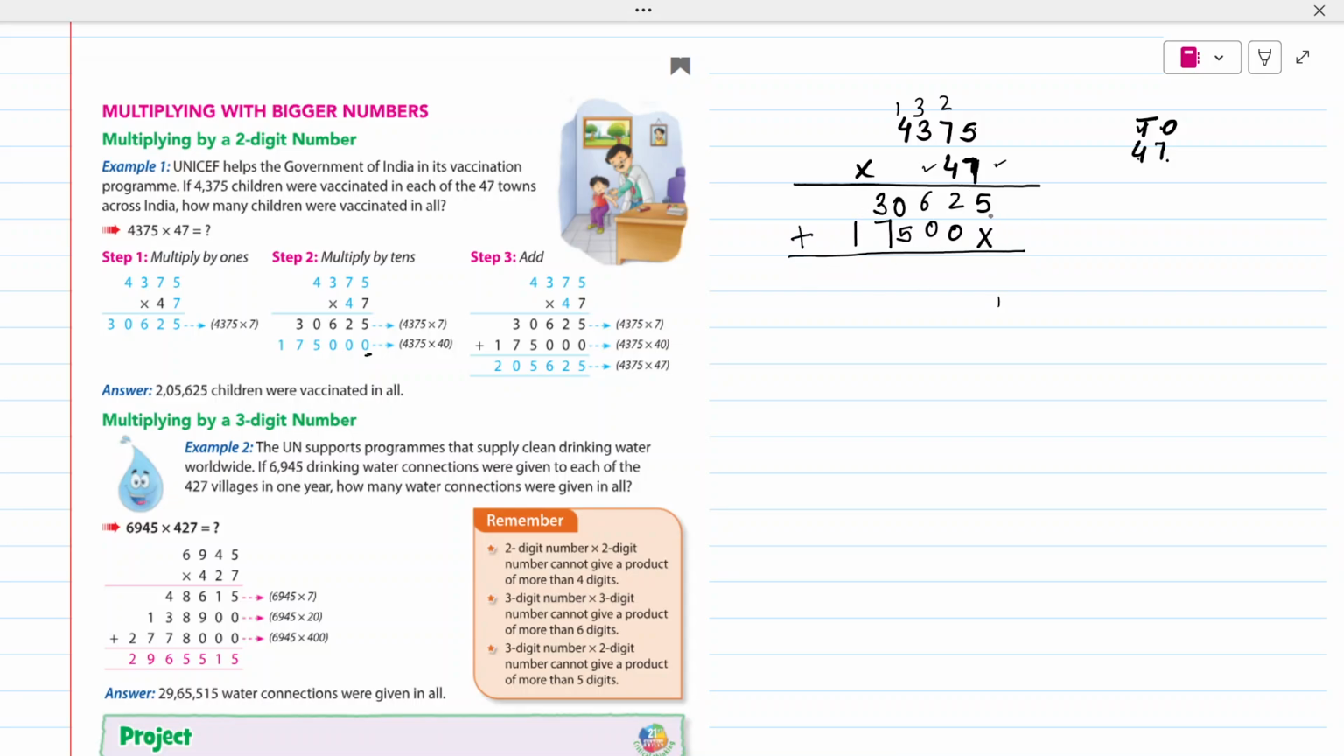Now we have to add 5 plus cross, or you can say 5 plus 0 is same number 5. 2 plus 0 is 2. 6 plus 0 is 6. 5 is 5. 7 plus 3 is 10. 0 and 1 carry. So we have this number as the answer. 205625 is the answer of this question.